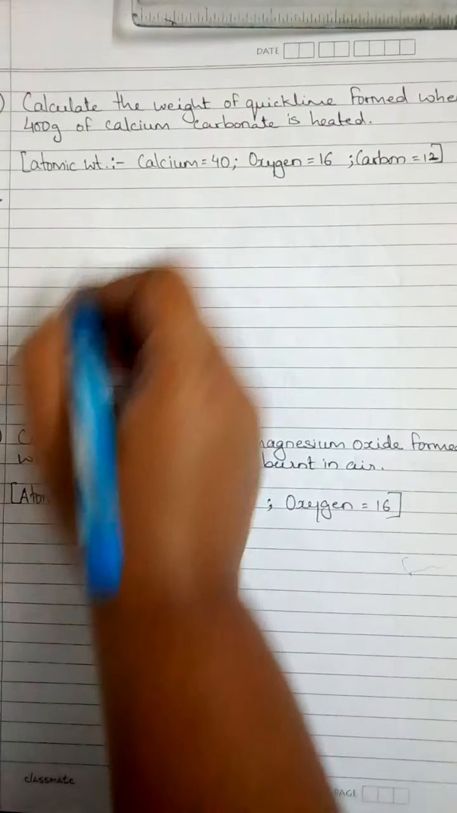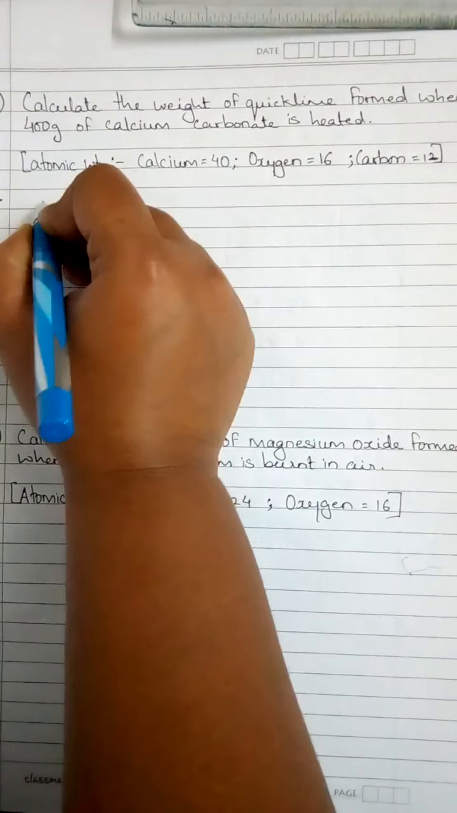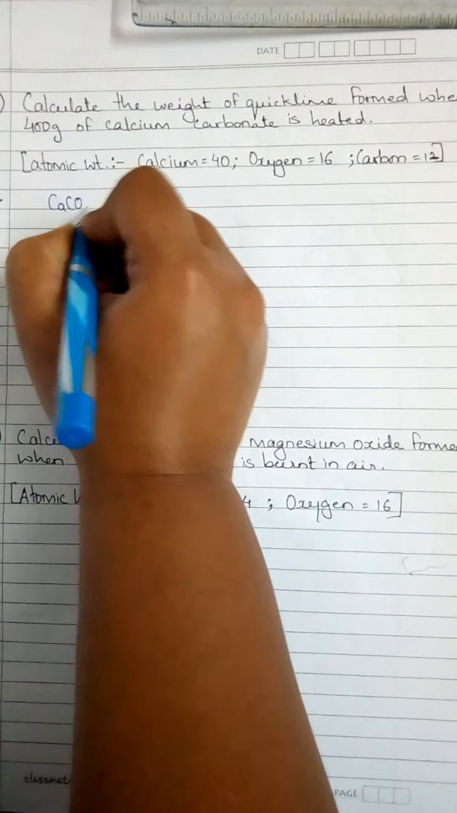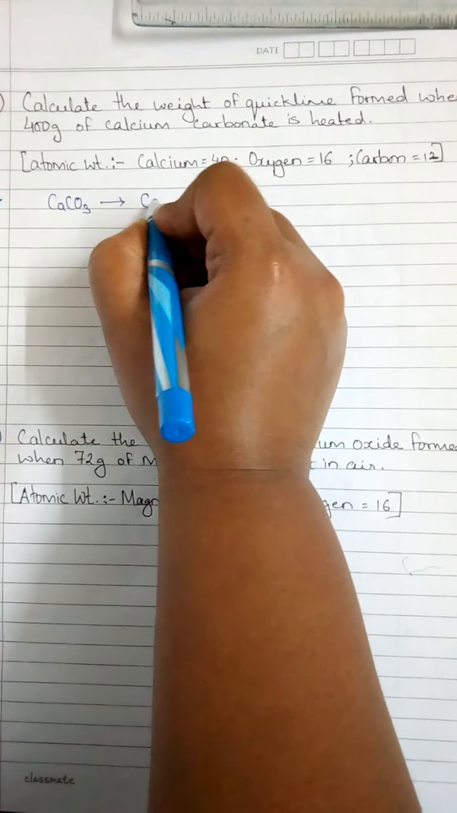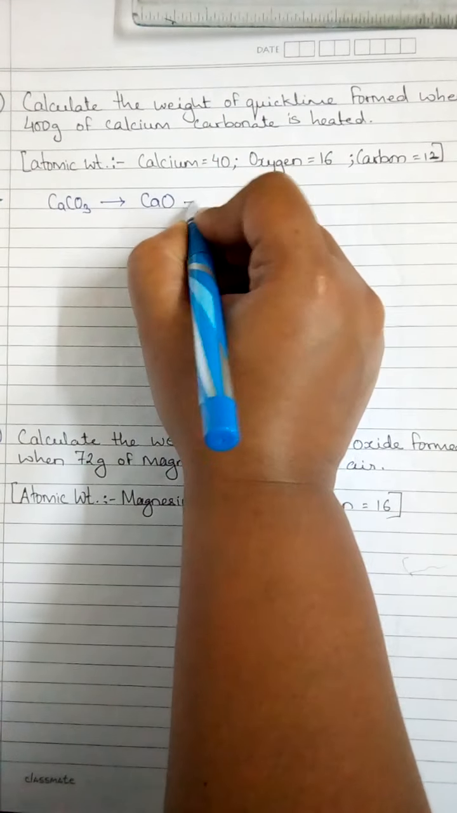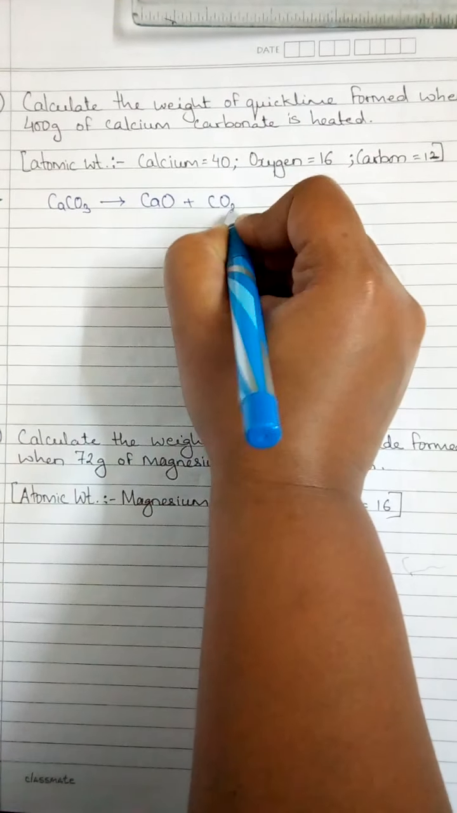We'll write the calcium carbonate formula. It is CaCO3. When it is heated, it will give us CaO plus CO2. This is the quicklime.